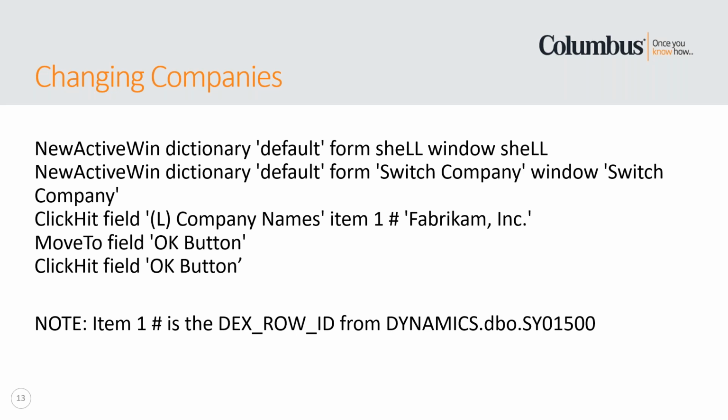And I literally probably saved myself 8 hours of time by not having to switch companies over and over and over again. Now I will point out one little thing here, and I've got it on the screen for you as well: this number that you see here, this item number 1, is not the company number. That is the Dexterity ID from having put that in GP. A lot of times they do tend to be the same, but that is the Dexterity ID.